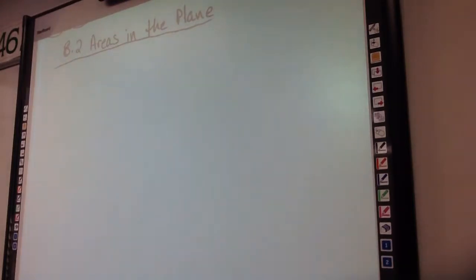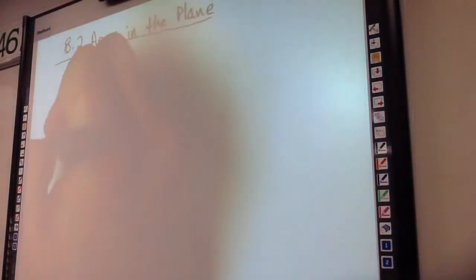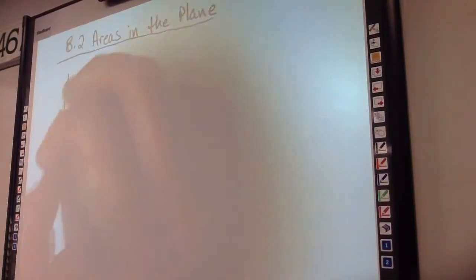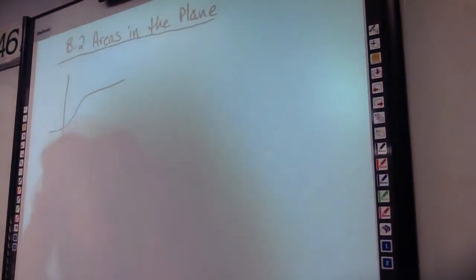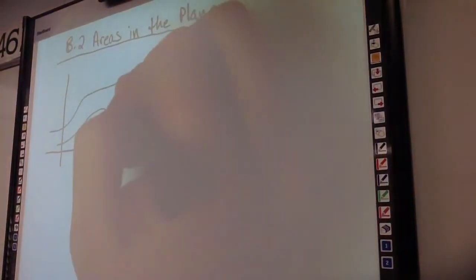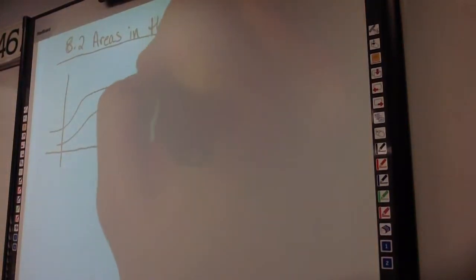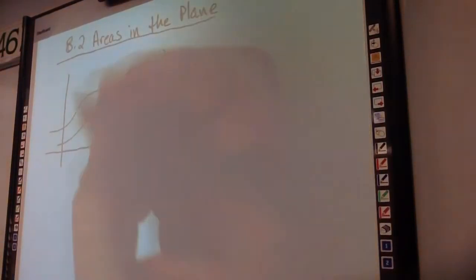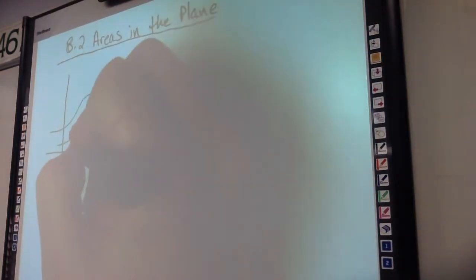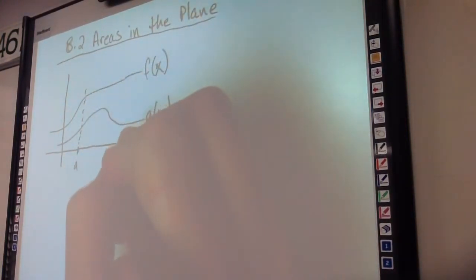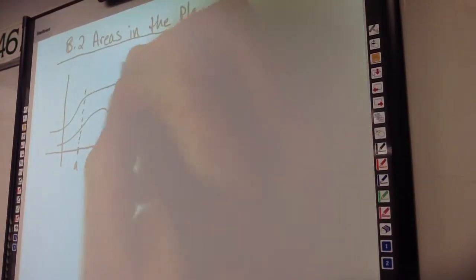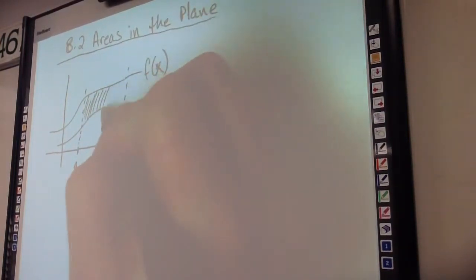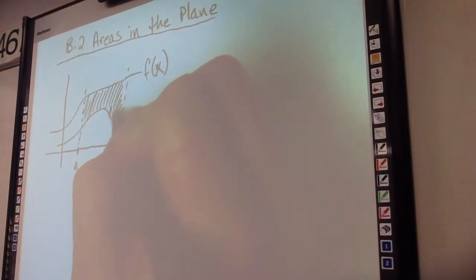Up until now, when we found the area under the curve, it was between the curve and the x-axis, right? Now we're going to have two curves and find the area between them. So, for example, let's say we have something like this, and this one's like that. We'll call this one f of x, and this one g of x. Here's point A, and here's point B, and we want to find the area between them from A to B. So that area right there.